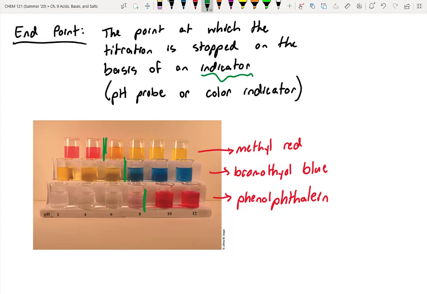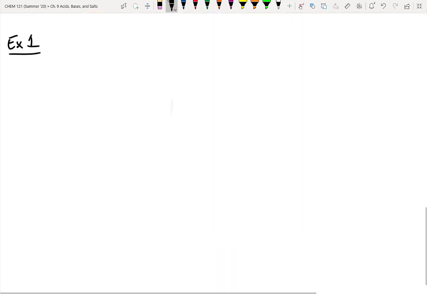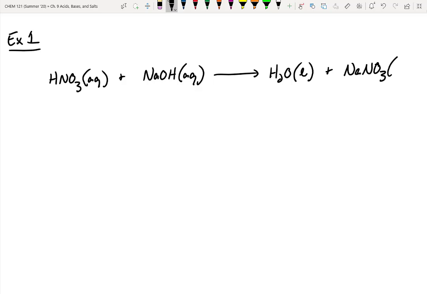All right, so like I said, usually when you're doing these titrations, you do it with an acid and a base. So let's go through a few sample calculations. So I'll just say example 1. Okay, and in example 1, we're going to do a strong acid, strong base titration. So I've got my acid, it's HNO3, and I'm going to react this with my strong base, sodium hydroxide. And because it's a strong acid, strong base titration, we're always going to get out water, and we're going to get out our salt, which in this case is going to be our leftover cation, sodium, and our anion, nitrate, and this will be aqueous.